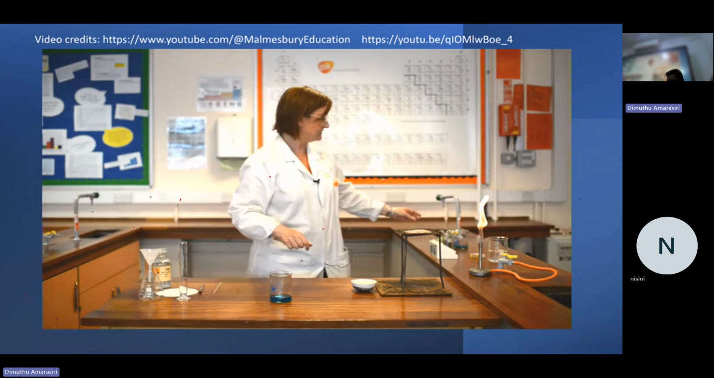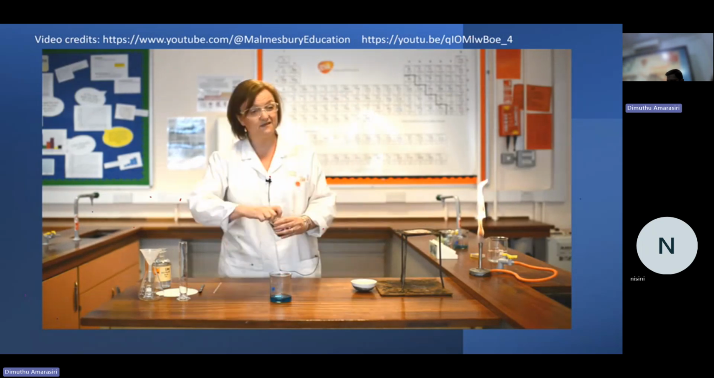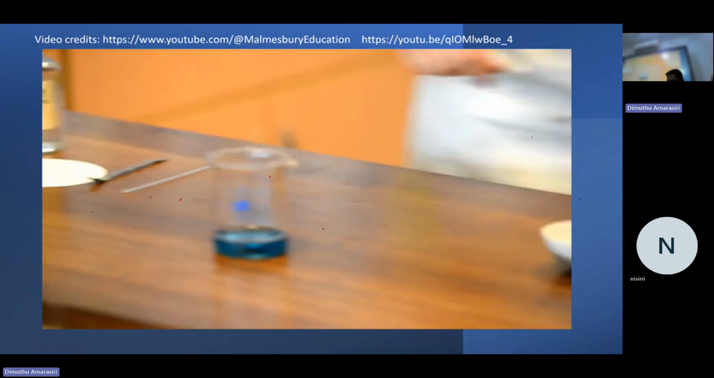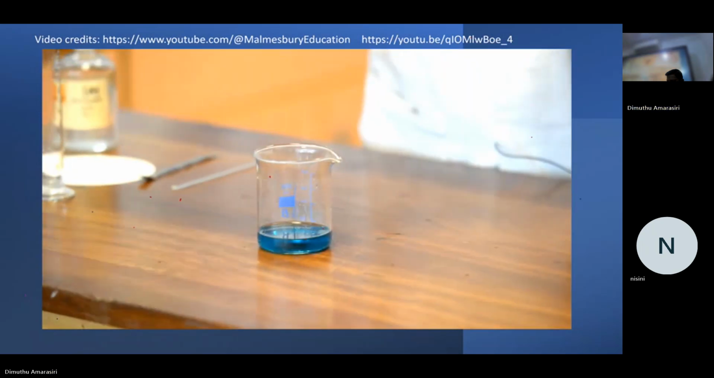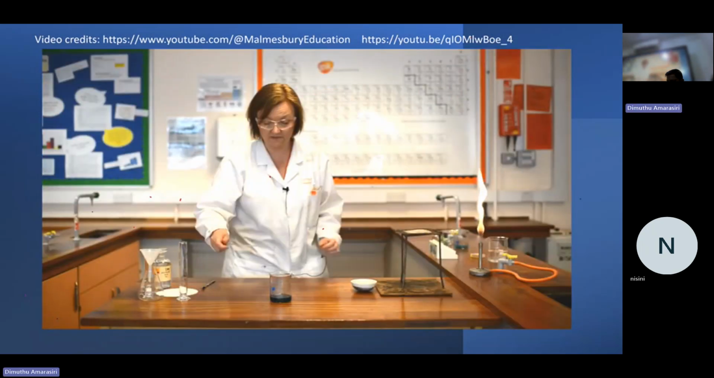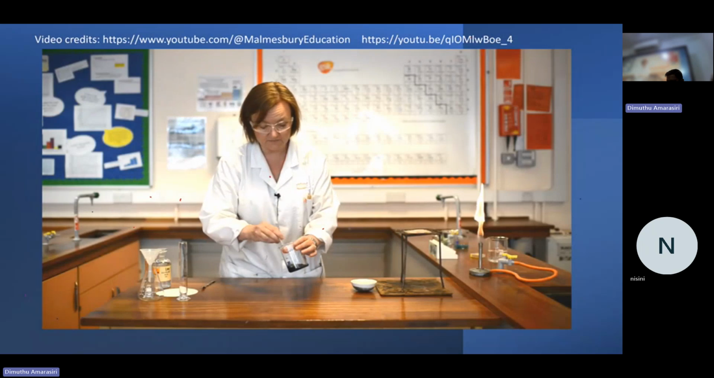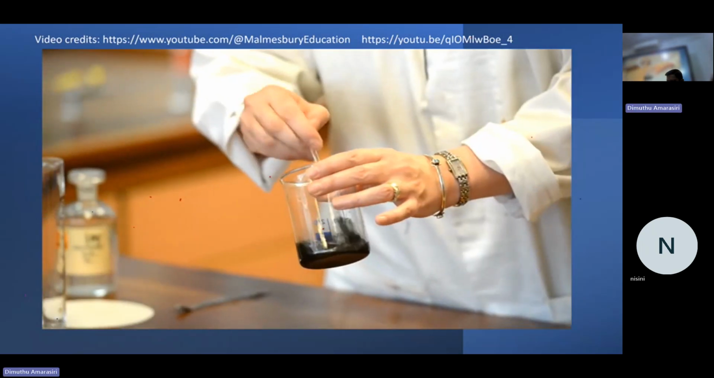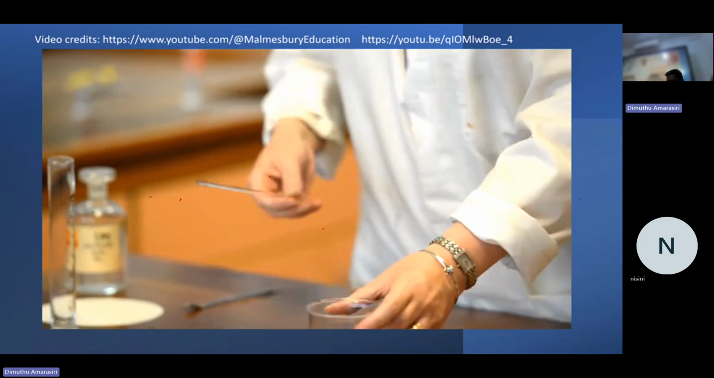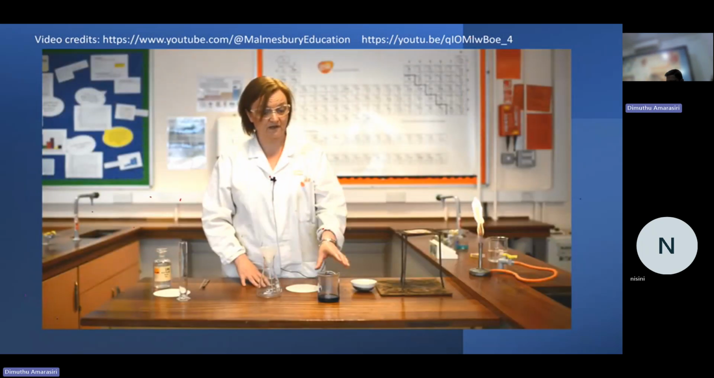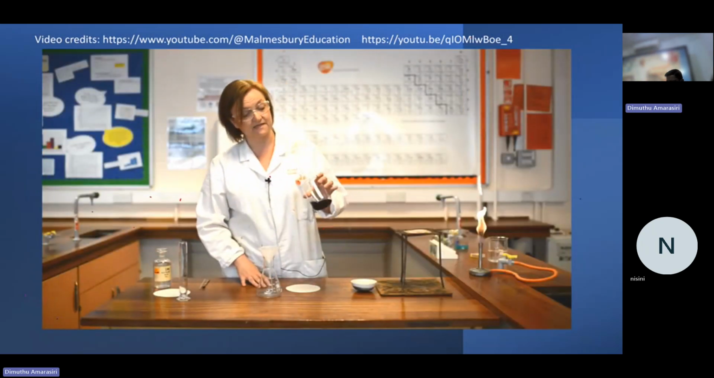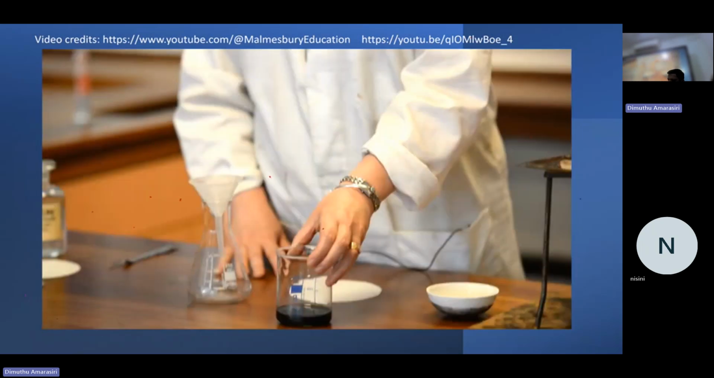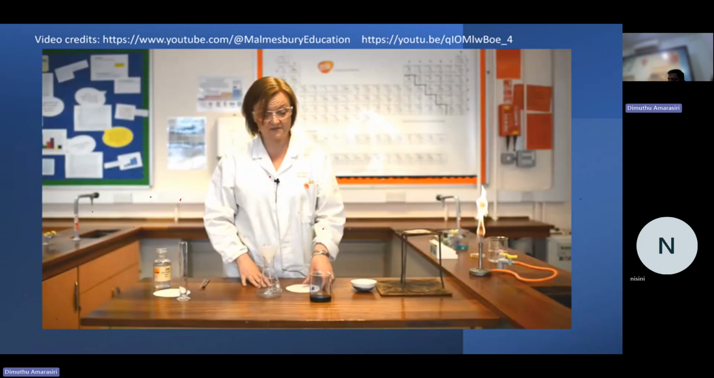So I'm going to add just another spatula to make sure that all of the acid has reacted. Give another little stir, just to make sure that I've made as much copper sulfate as I can. So now I'm sure that I've added an excess because I can see I've got black unreacted copper oxide in my beaker. I need to remove that from the copper sulfate so that my crystals are pure.